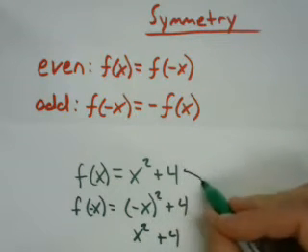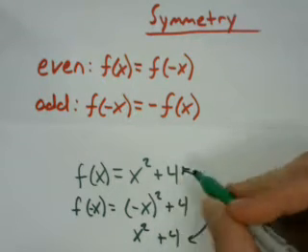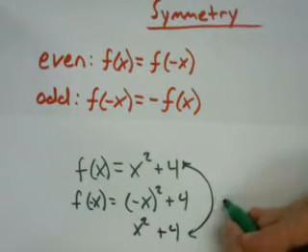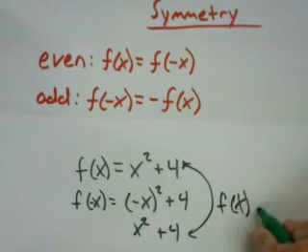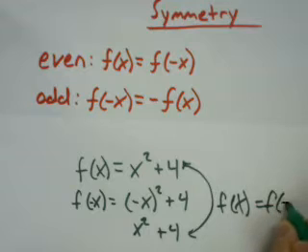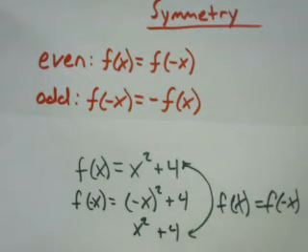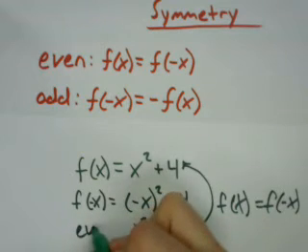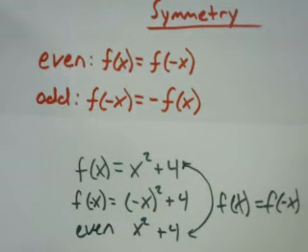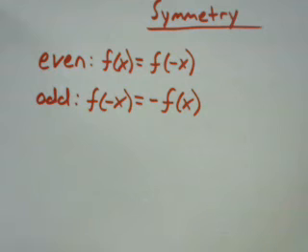So this is the same right here. These are the same. You see that? This is f of x is equal to f of negative x. That is the definition for even. This is even.